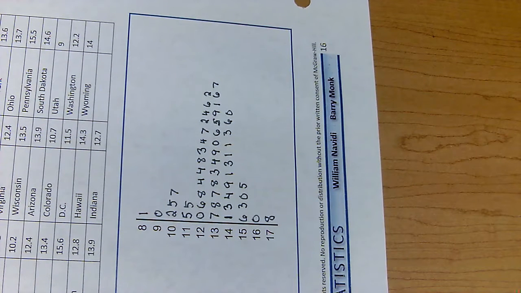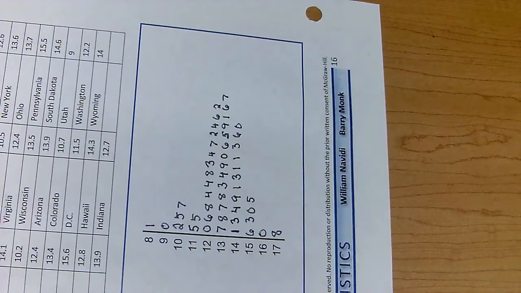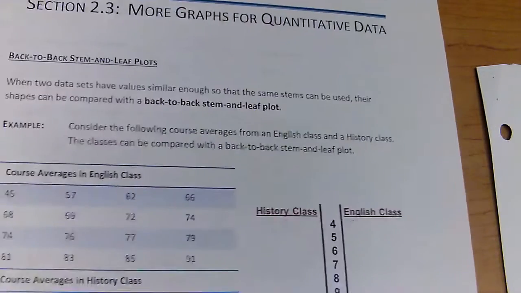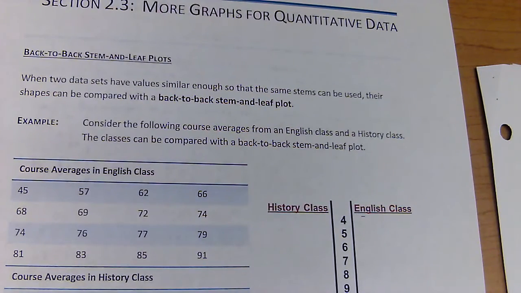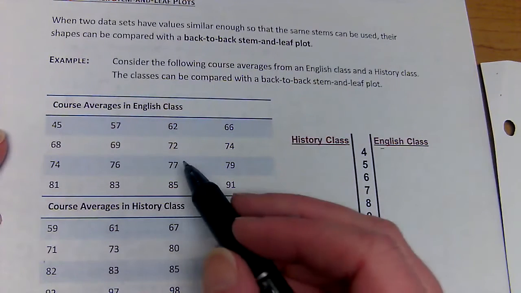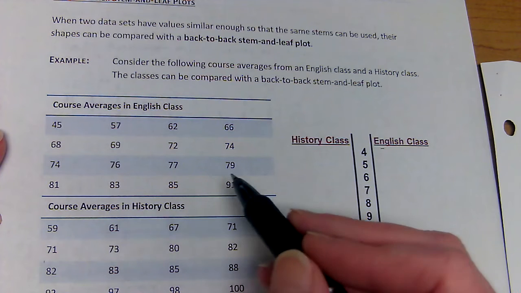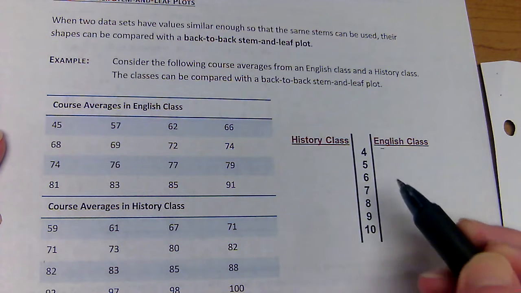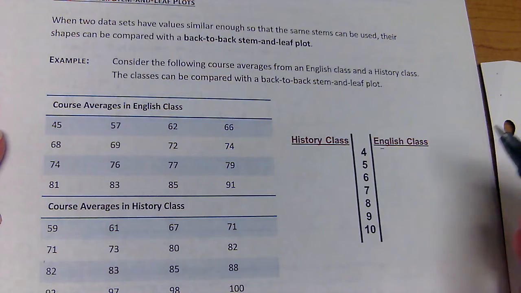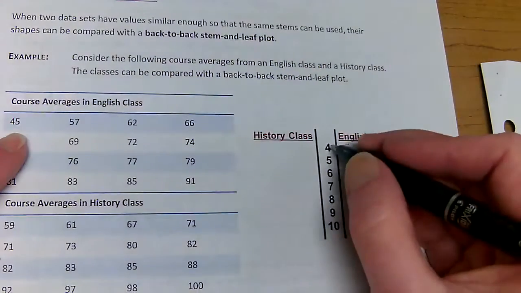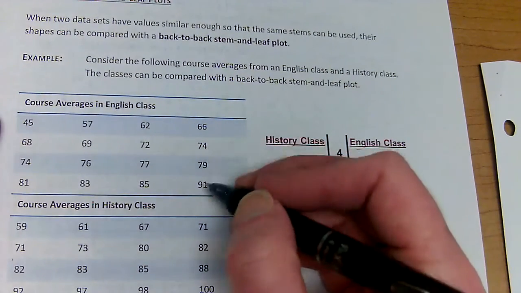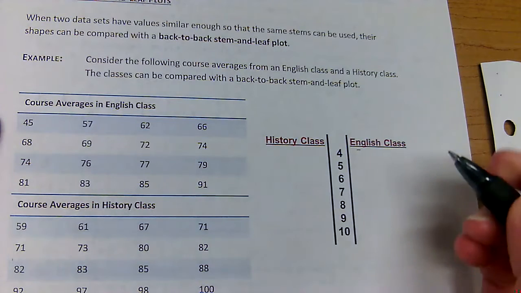So when you have a small data set, you can use this as a quick way to get an idea of your data. Now, sometimes we want to compare two data sets. And if they have values similar enough so that we can use the same stems, we can have a back-to-back stem and leaf plot. So we have course averages in an English class and a history class, and we're going to compare them with a back-to-back stem and leaf plot. So history is going to be on this side, English is going to be on this side. So these are our stems. That's our first digit. The second digit would be our leaf.